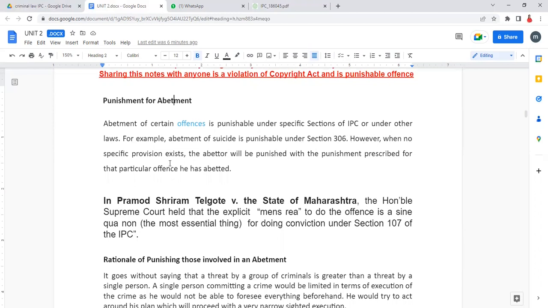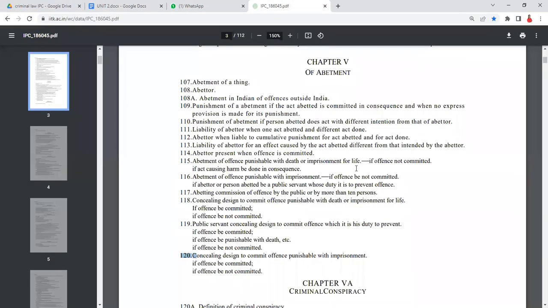However, when no specific provision exists, the abettor will be punished with the same punishment which is prescribed for the particular offense. So, if one person is abetting the commission of grievous hurt, whatever is the punishment for grievous hurt, the same would be applicable. Whatever punishment is given for the complete offense, that only would be provided for abetment as well.